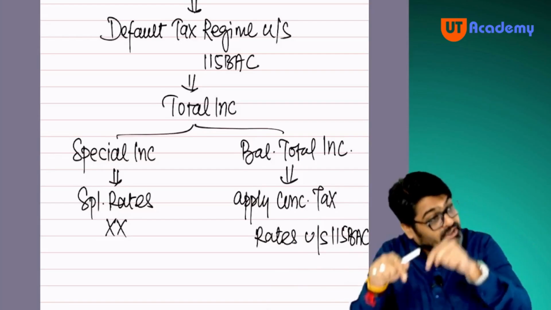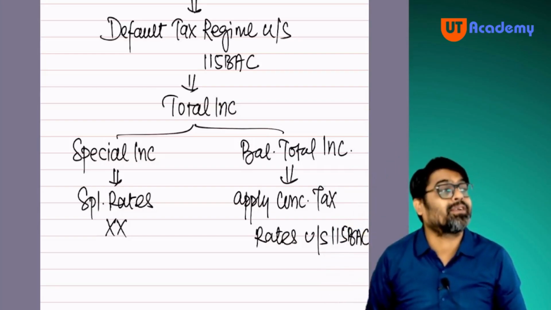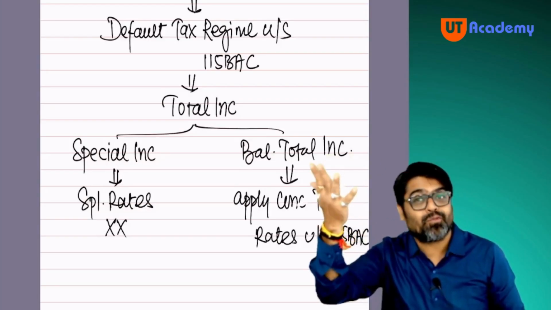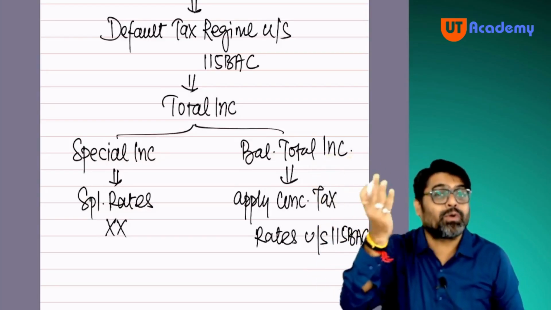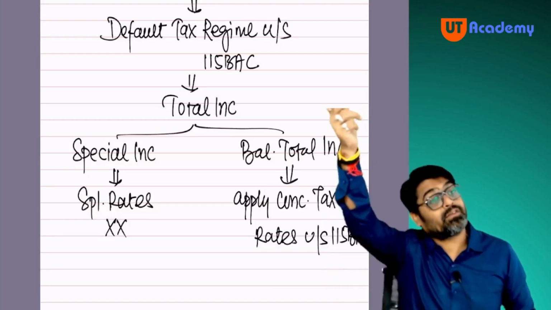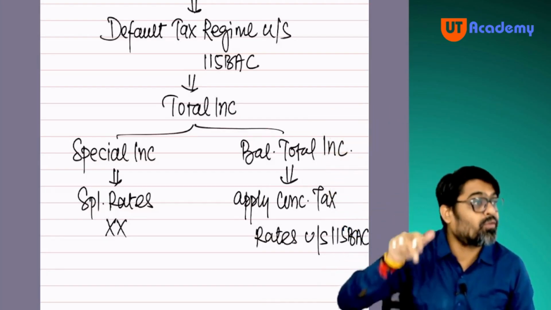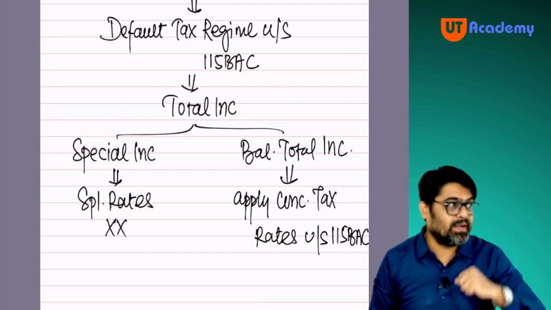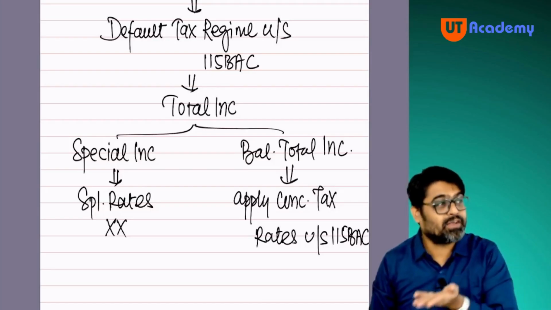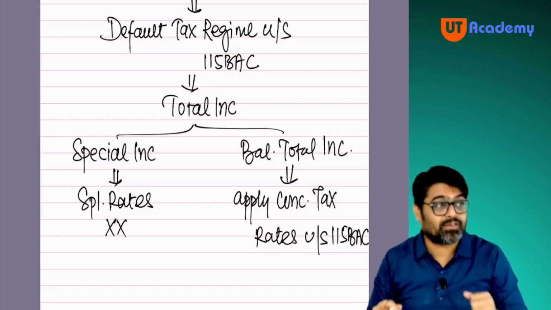And if you shift out from the scheme, only then will you be able to apply the normal tax rates: up to 2,50,000, no tax; 2.5 lakh to 5 lakh, 5%; 5 lakh to 10 lakh, 20%; above 10 lakh, 30%. Those tax rates you are going to apply only if you shift out from this default tax scheme. Now, you might be wondering that, sir, only a foolish person will shift out from the scheme. No. Why? Because concessional tax rates are given.